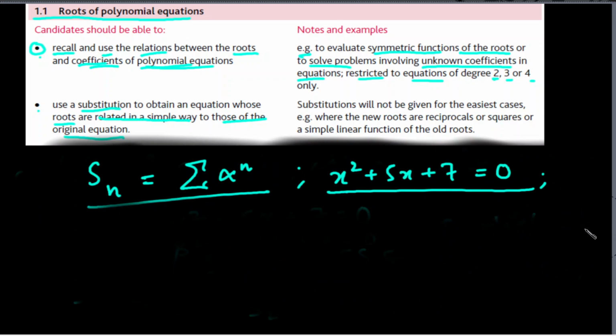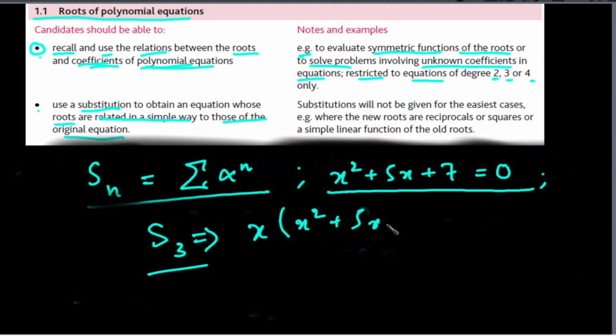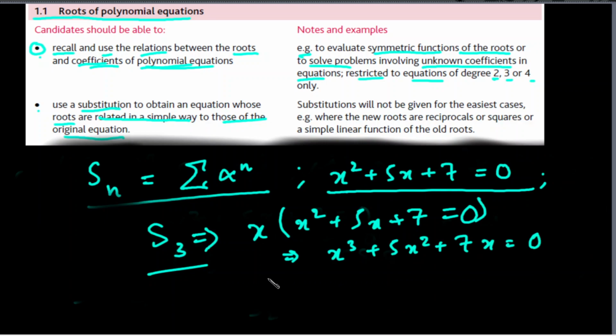The thing with higher powers is, if you want S3 for this quadratic equation, or alpha cubed plus beta cubed, you could just use the same thing again. So here, where you have x squared plus 5x plus 7, you just multiply x with everything else. This gives you x cubed plus 5x squared plus 7x equals 0. This implies that S3, because alpha cubed plus beta cubed plus gamma cubed, we're adding them together, plus 5 times S2, plus 7.